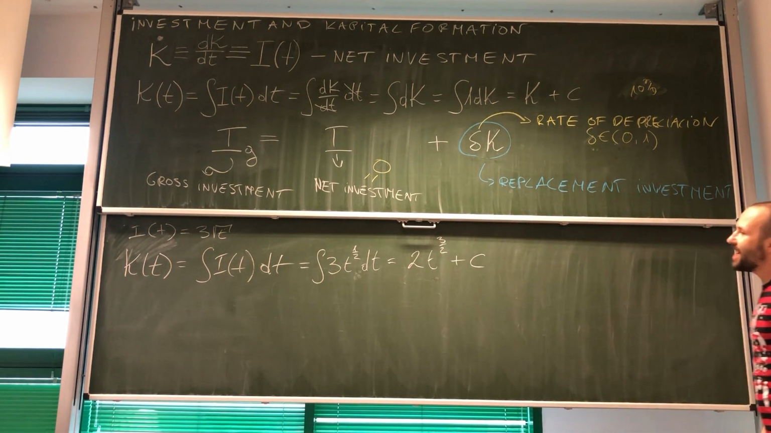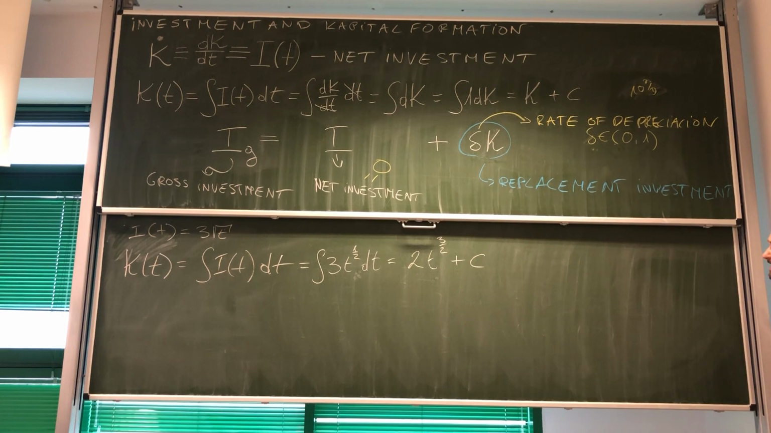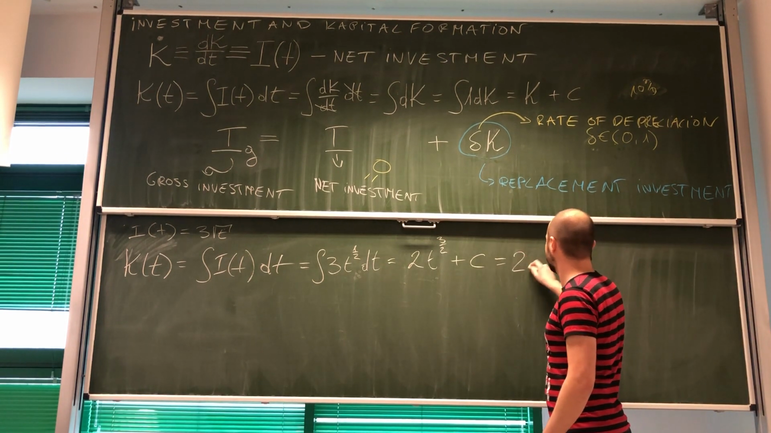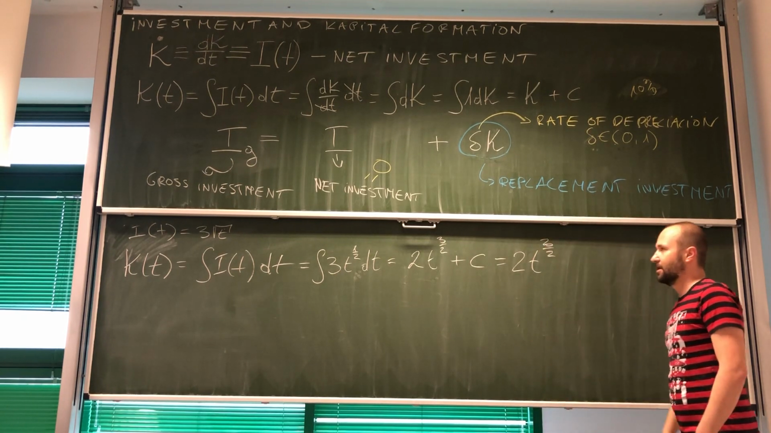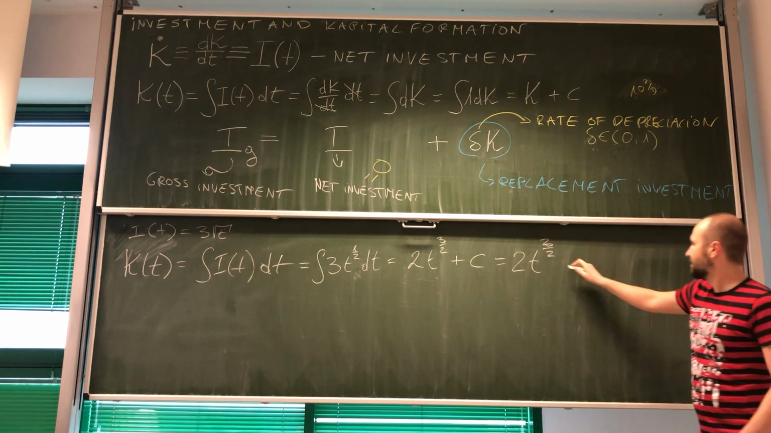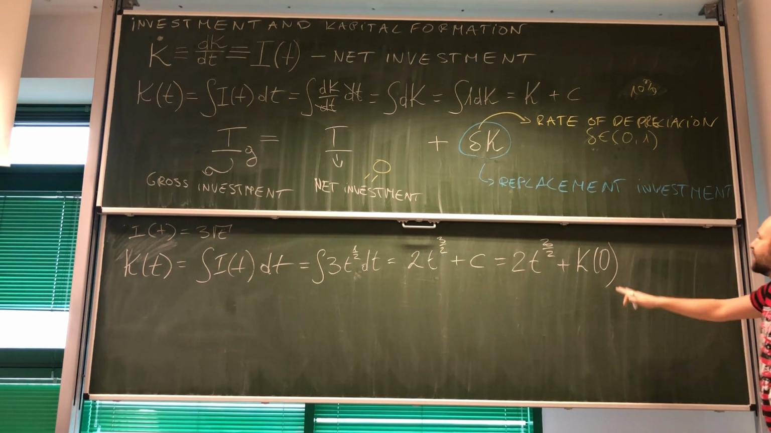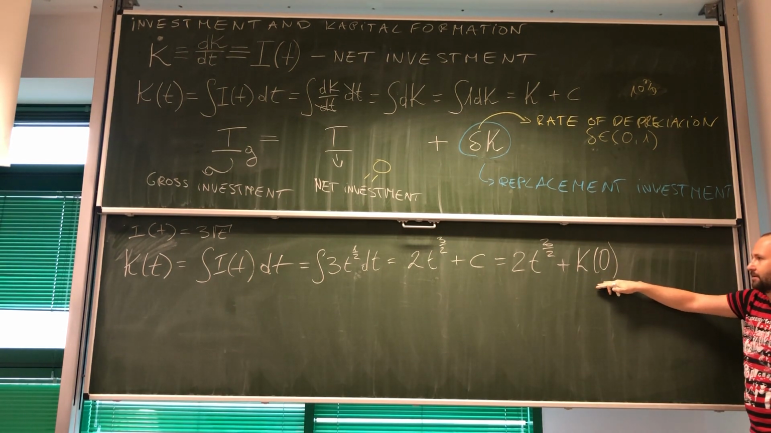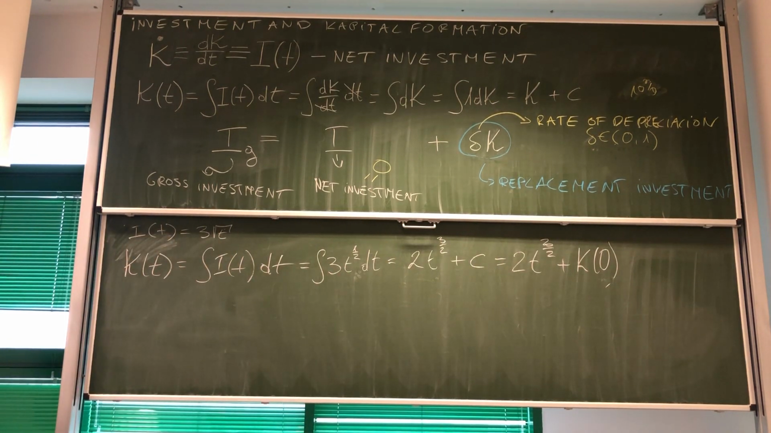Now, can I definitize this constant without any prior knowledge? Well, I actually can. And this can be done quite easily. I don't know how much capital was at the beginning, but I can definitely say that it was some K0. That was the initial level of capital before we started integrating.